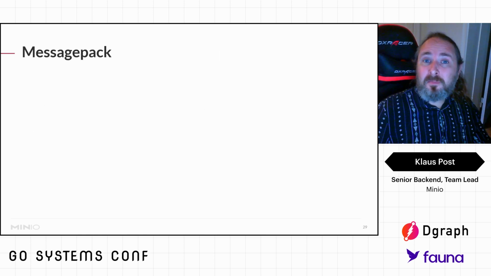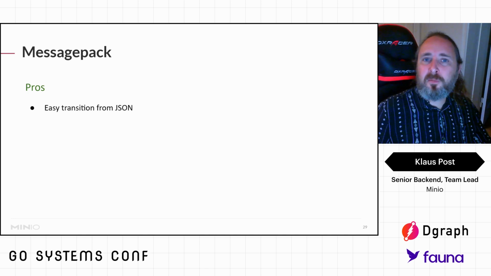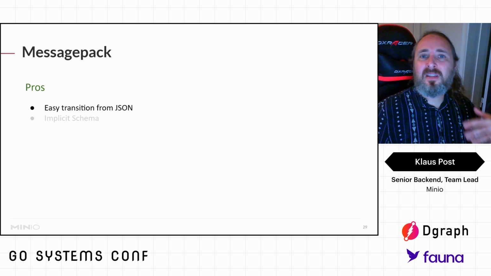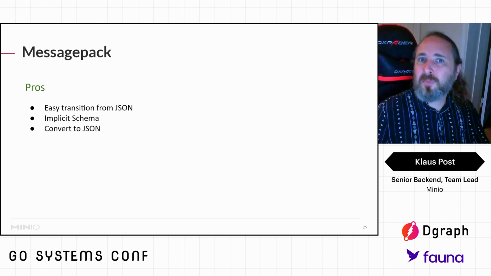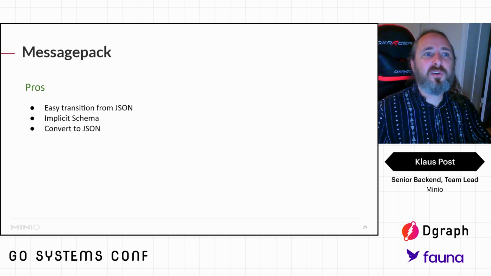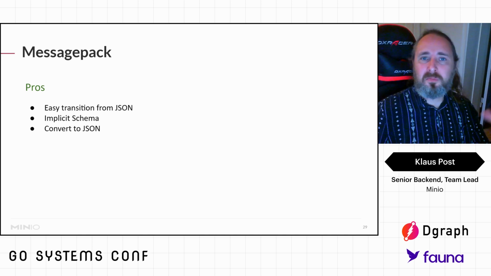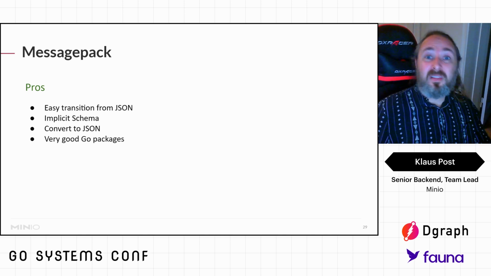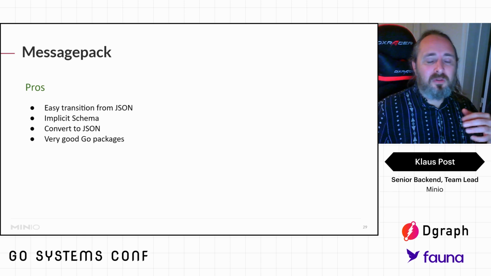So we have something in between called MessagePack. It is similar to a binary version of JSON, so transitioning from JSON to MessagePack is not that big of a deal. It has implicit schema, just like JSON, it's just in a binary format. You can convert any MessagePack to JSON, which makes it quite easy to print out debug information, things like that. There's a bunch of very good Go packages that can help you a lot with it.